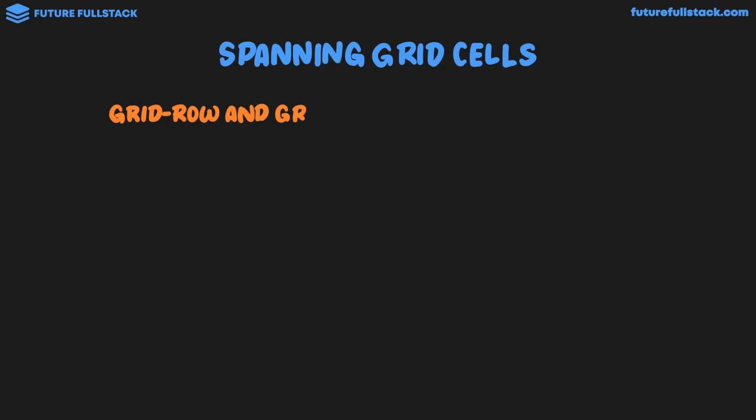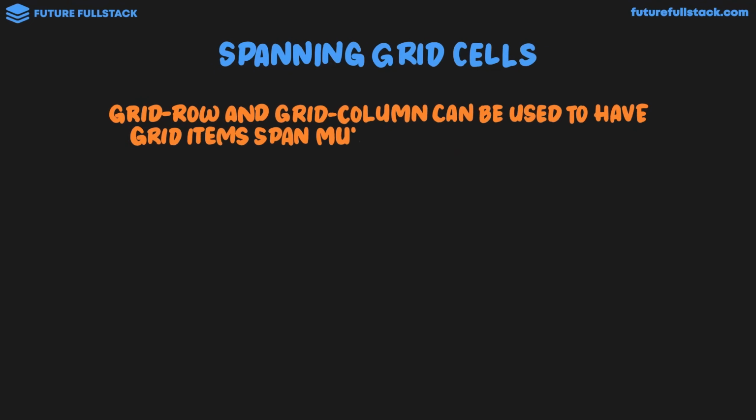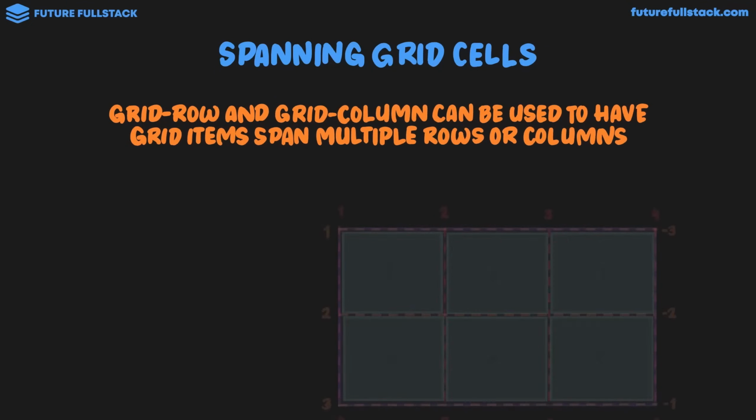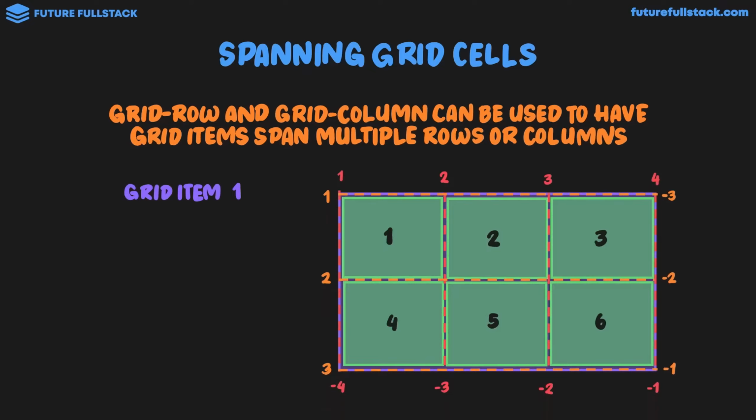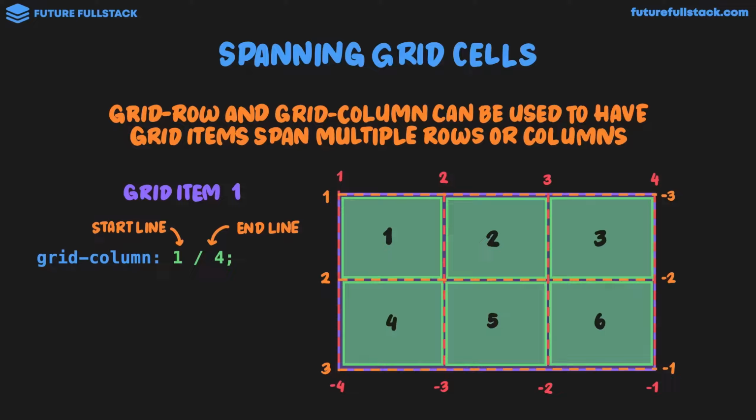So let's now talk about spanning grid cells. Grid row and grid column can be used to have grid items span multiple rows or columns. Let's take a look at what I mean. Let's focus on grid item 1. We'll use the grid column property, where we're going to set the start line to 1 and the end line to 4. So you'll notice this time, the end line is not one increment above the start line, but several increments above. So what this results in is our grid item spanning multiple columns, like this. So grid item 1 is now spanning from the vertical grid line 1 all the way up until the end of the grid container, defined by grid line 4.